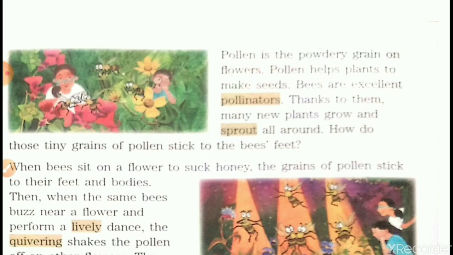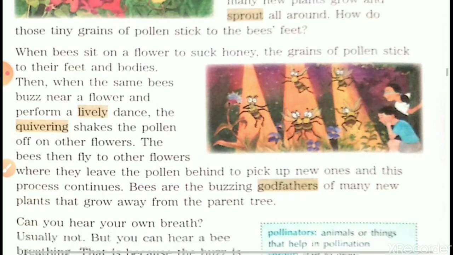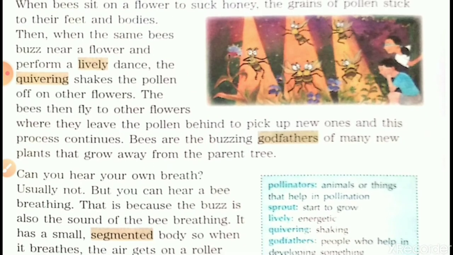How do those tiny grains of pollen stick to the bee's feet? When bees sit on a flower to suck honey, the grains of pollen stick to their feet and bodies. Then, when the same bees buzz near a flower and perform a lively dance, the quivering shakes the pollen off on other flowers. The bees then fly to other flowers when they leave the pollen behind to pick up new ones, and this process continues.